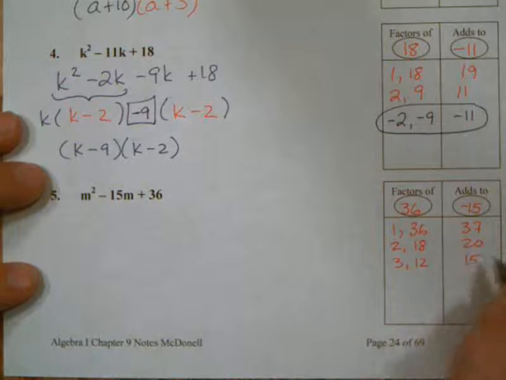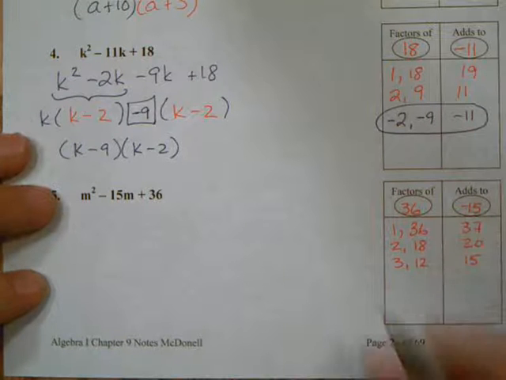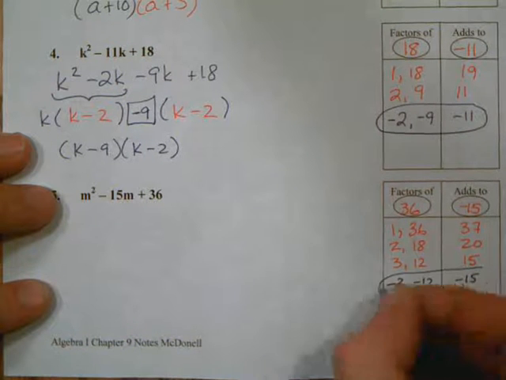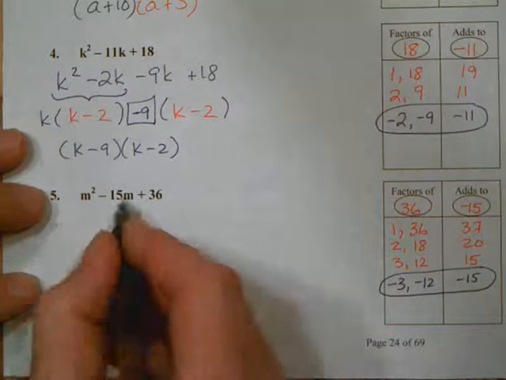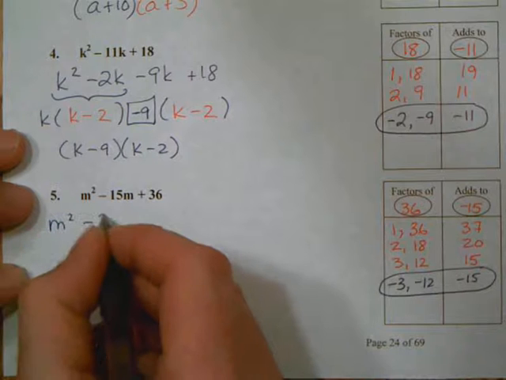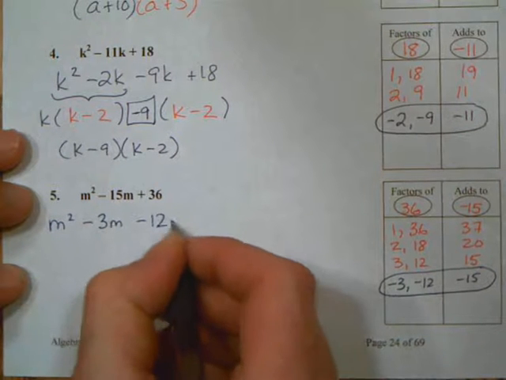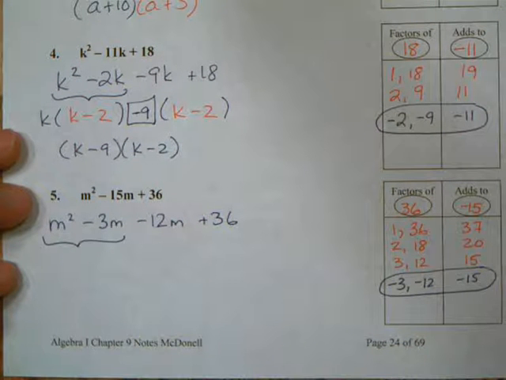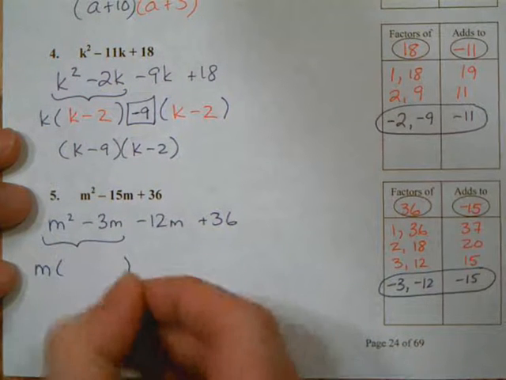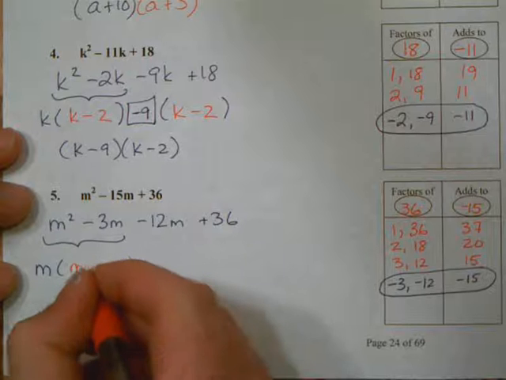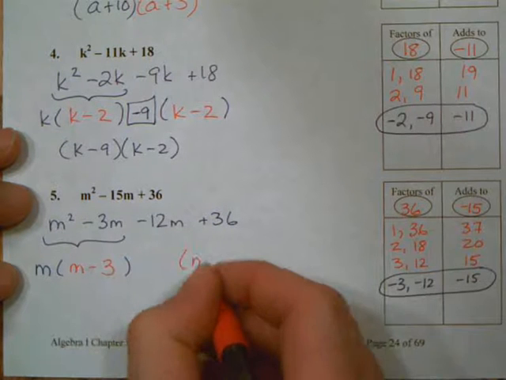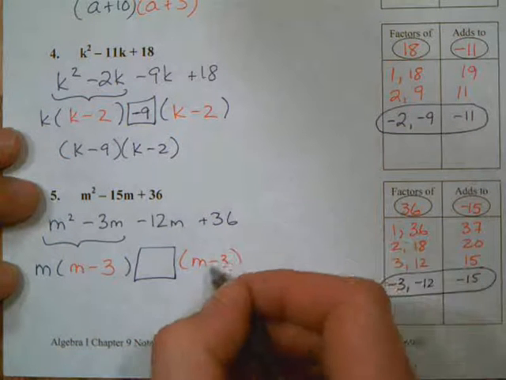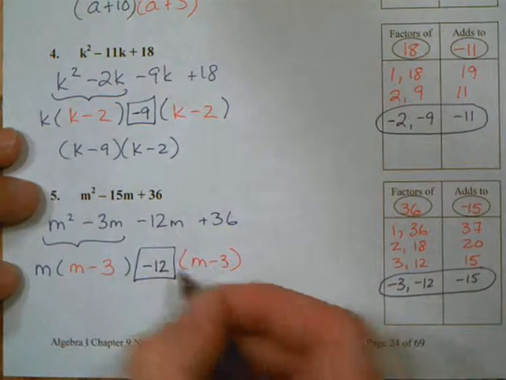Our last problem in this section: what multiplies to 36 that adds to negative 15? Our factors, 1 and 36, that's 37. 2 and 18, that's 20. 3 and 12, that's 15. That's the opposite of what we want. So let's take the opposite of what we have, and that will give us our correct answer. Break up the negative 15m into our two new terms, negative 3m and negative 12m.